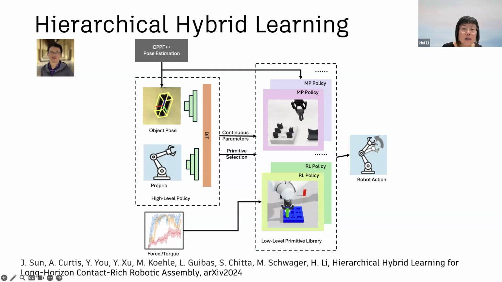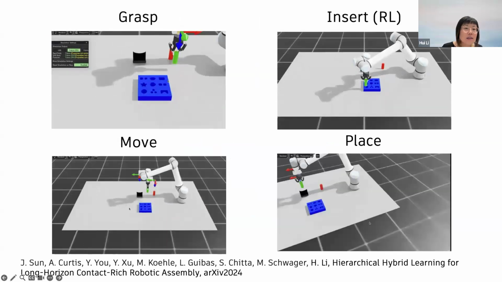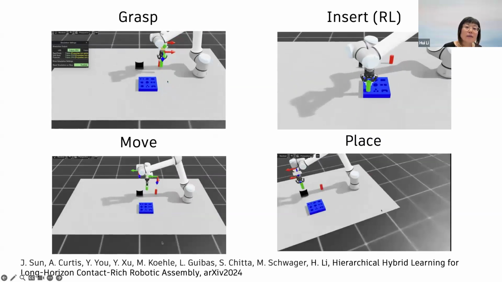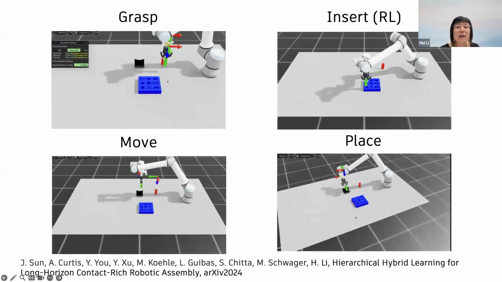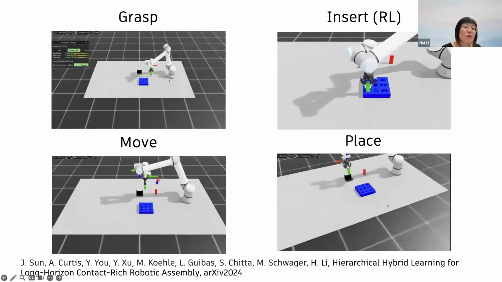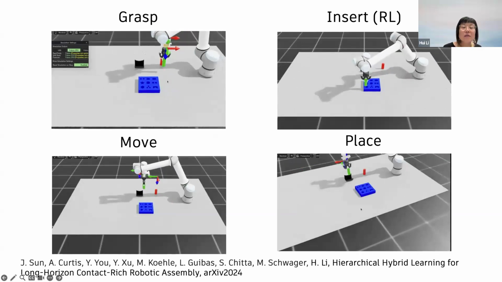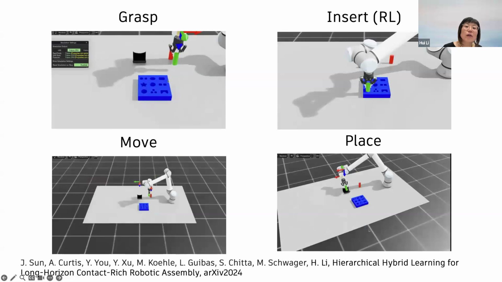So let's look at some of the low-level skills we have, and this is in Isaac Gym and Isaac Lab for RL training. There's grasp the parts, there's move, there's place, and insert. Insert is trained with RL.